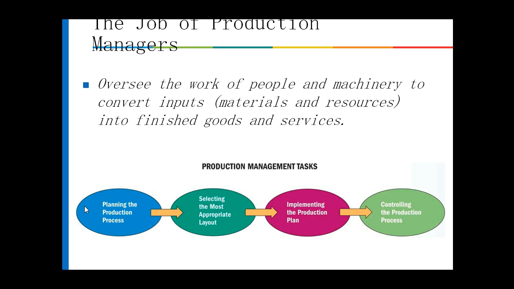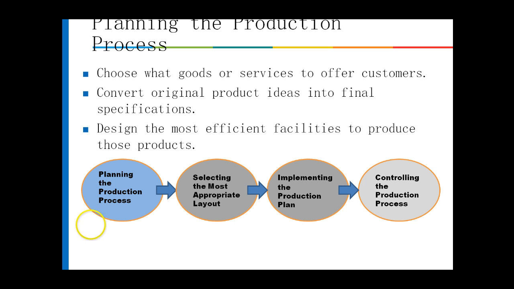focus. So the managers, they oversee people and work ethics and machines that convert these materials into finished goods and services. They don't actually do the work, but they do understand how the work is to be performed in order to evaluate to make certain the work is done efficiently. The planning process allows the manager to choose what goods or services they want to offer, but also to turn the product ideas into some specifications that are finalized and design the efficient facilities to produce those products.